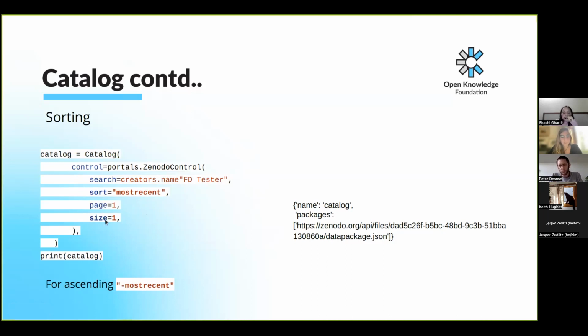And also there are two different parameters that I'm using here. I'm reading the first page, and each page has only one record here. By default, it will have 10 records in each page, but since I have set the size to 1, each page will have only one record, and I'm reading the first page only. So the output will only be one package, and because of that.